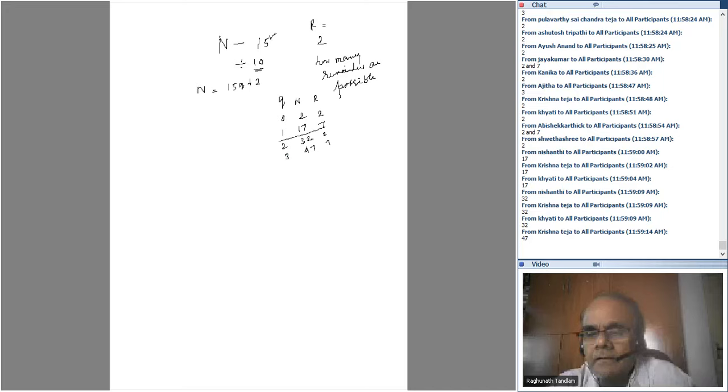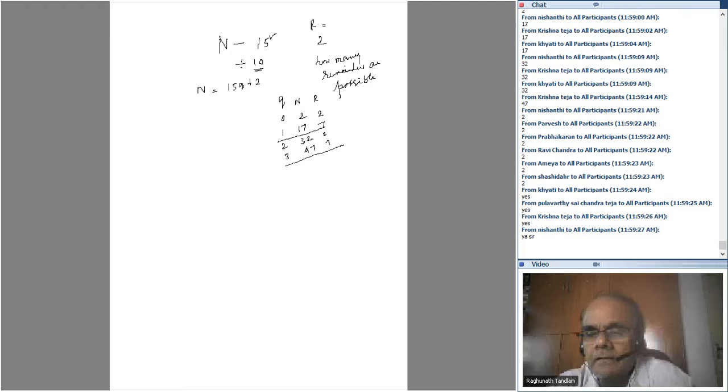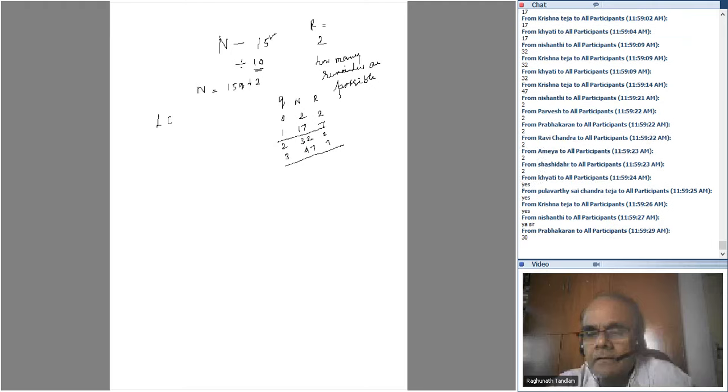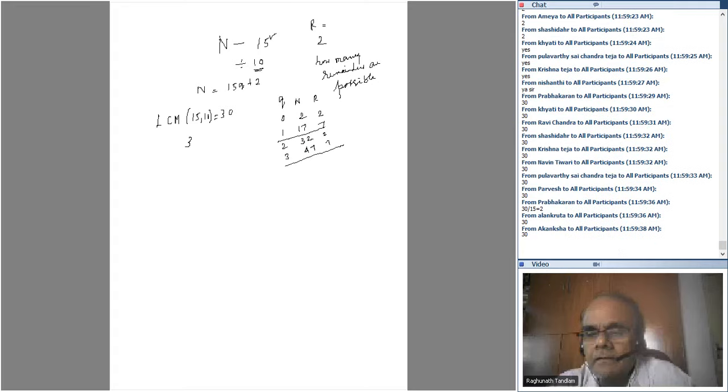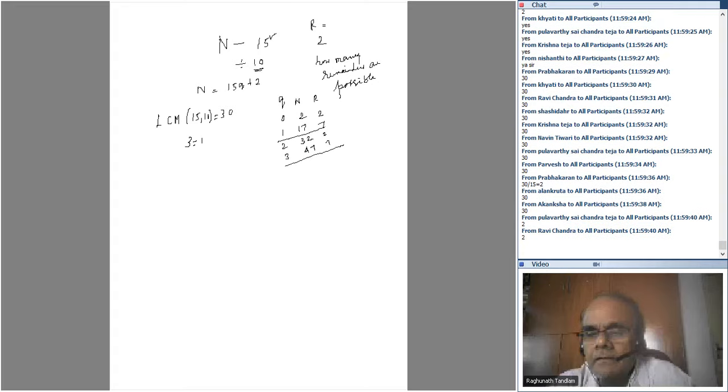How many remainders are possible? 2 and 7 only or not? 2 and 7. Are we clear? Without doing anything, I can say that. How do I say that? What is the LCM of 15 and 10? That is how many times 15?